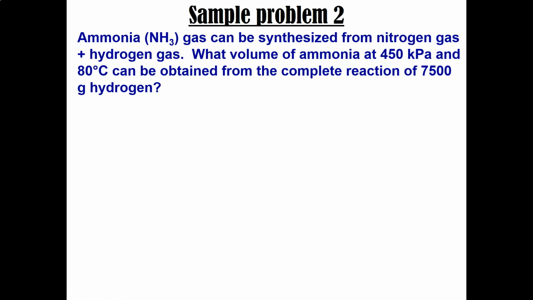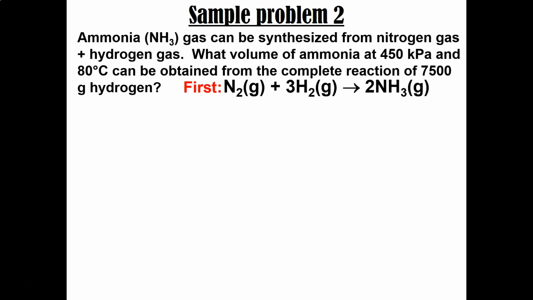Ammonia gas can be synthesized from nitrogen gas and hydrogen gas. What volume of ammonia at 450 kilopascals and 80 Celsius can be obtained from the complete reaction of 7,500 grams of hydrogen? First, we need a balanced equation. Remember, hydrogen and nitrogen are diatomic. Don't forget that.